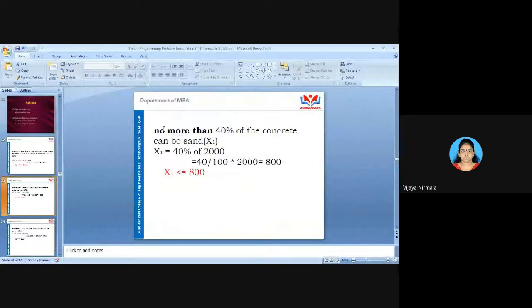See this. No more than 40% of the concrete can be sand. I am highlighting this also to make you understand. So what is sand? We thought it is x1. So x1 is equal to 40% of 2000.